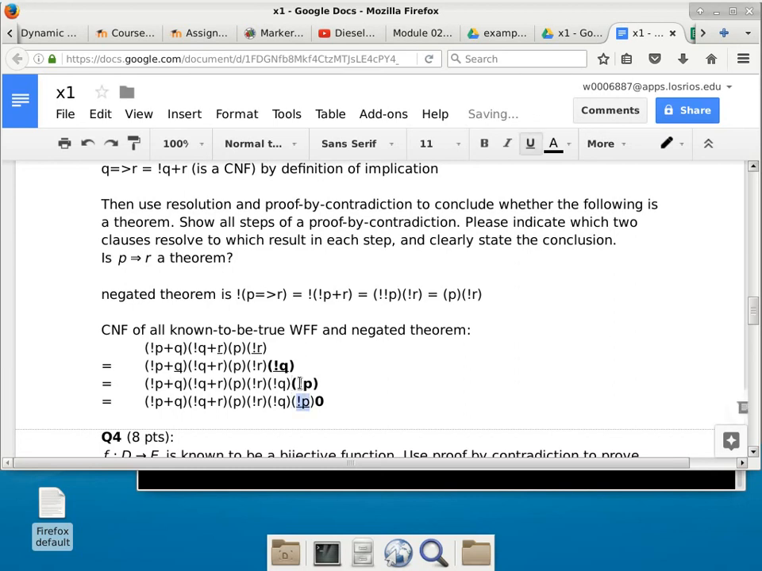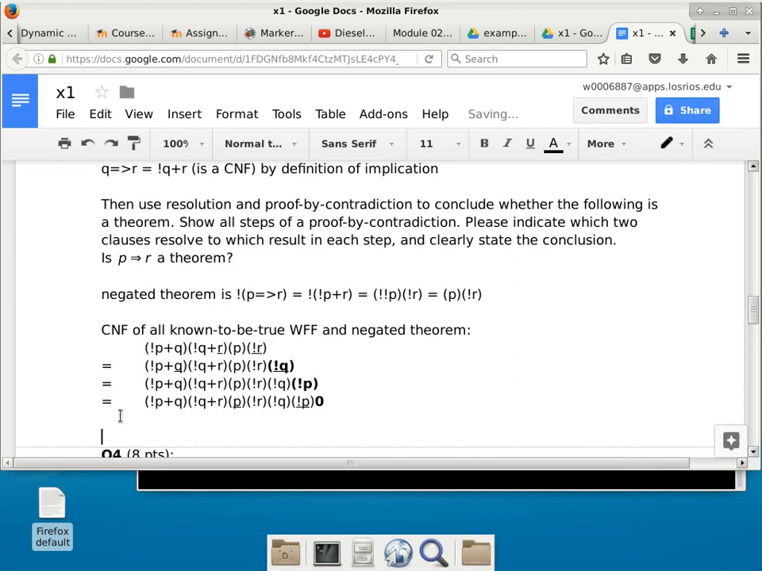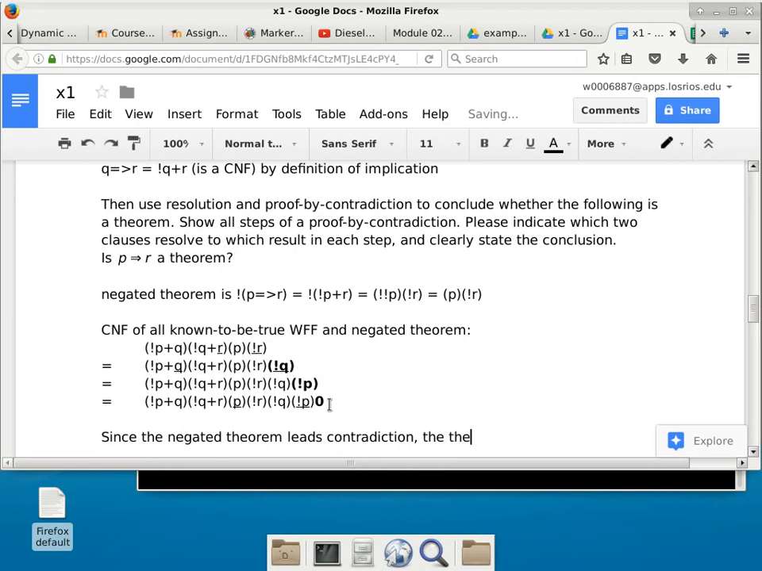So we have to underline the two things that are leading to the contradiction. So now we have the contradiction. It's not quite the end yet. Okay. So you have to clearly state the conclusion. This is not a conclusion. This is the result of derivation. It is not by itself a conclusion. So you have to say, since the negated theorem leads to contradiction, the theorem is true.